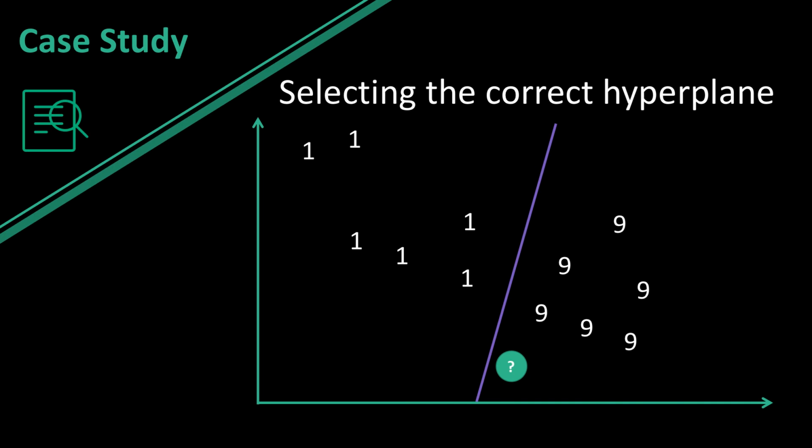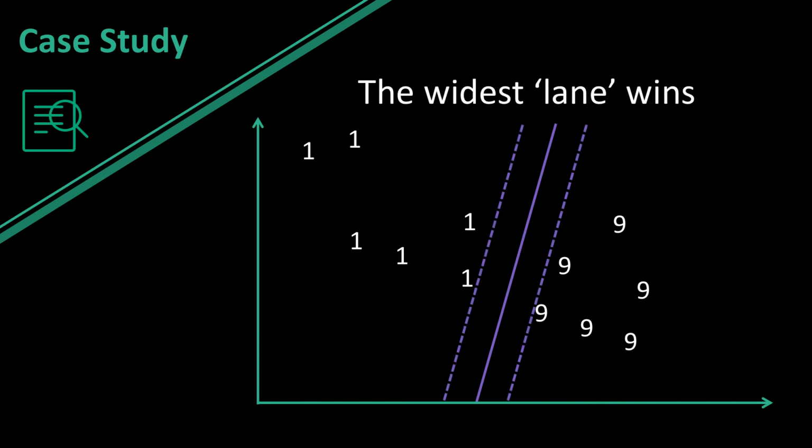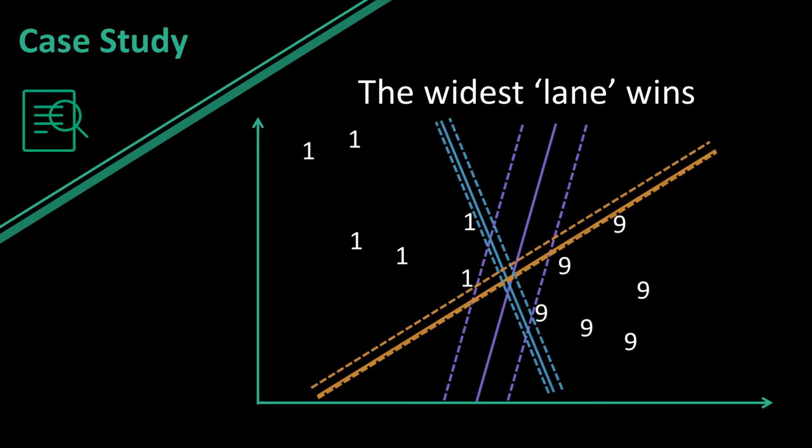Essentially, what we're doing is we are trying to classify data by segmenting our data into as wide of a space as possible. So the language I typically like to use is I like to say that the widest lane wins. Now, lane is not the formal term. Instead, the formal term is actually margin.